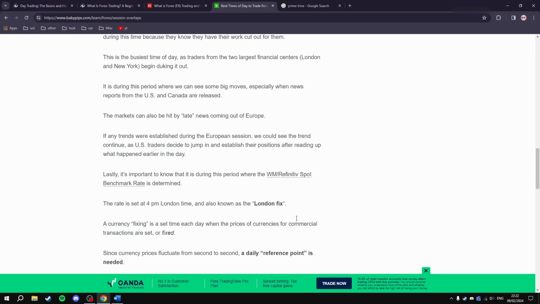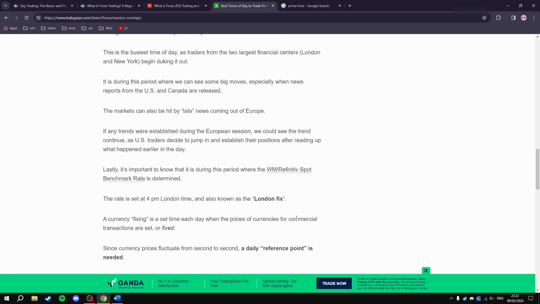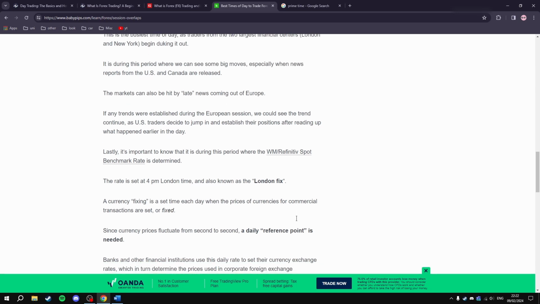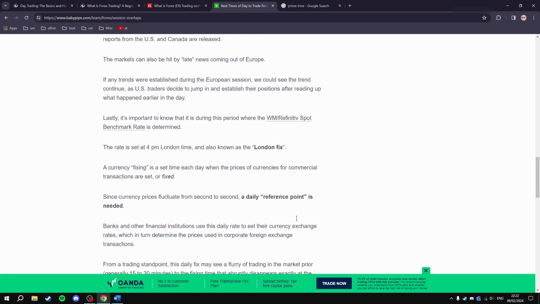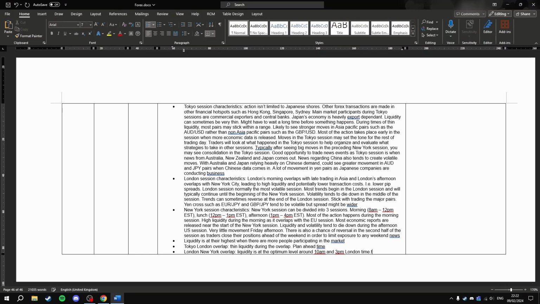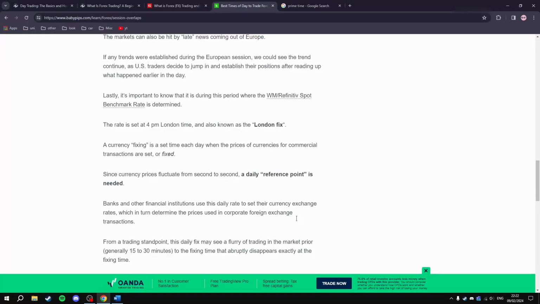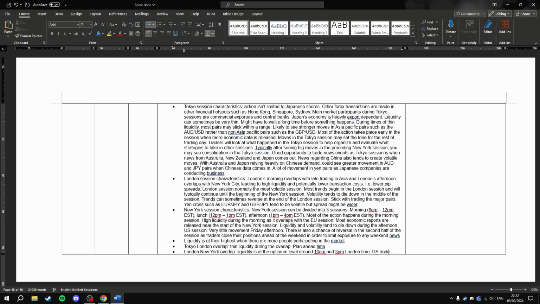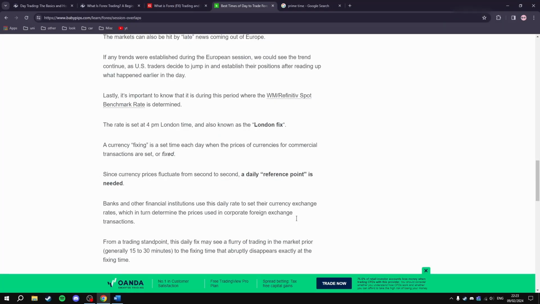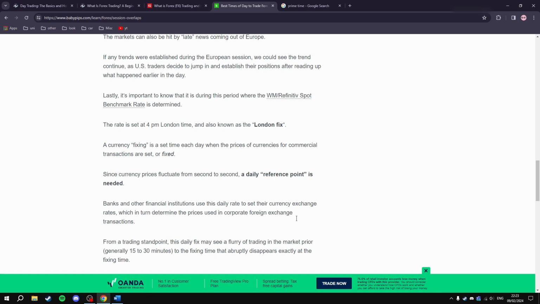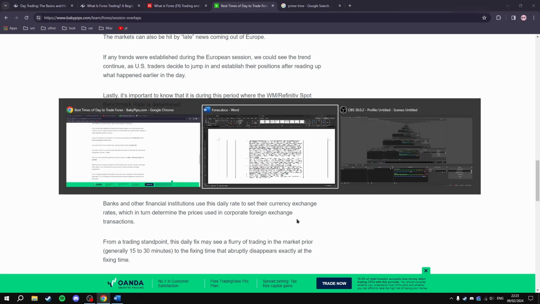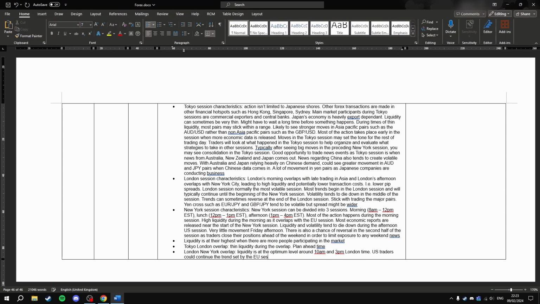The market can also be hit by late news coming out of Europe. If any trends were established during the European session, we could see the trend continue as the US traders start jumping in and establish positions after reading up on what happened earlier in the day. So US traders could continue the trend set by the EU session.